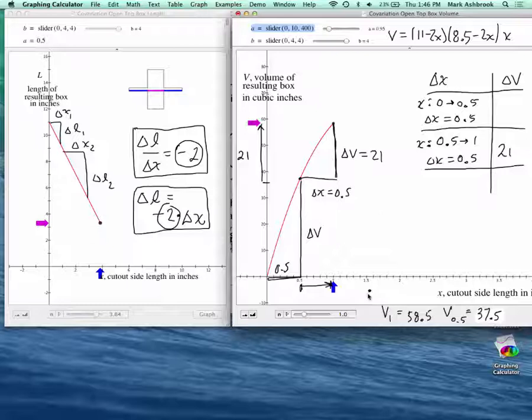Same thing. What is V when the cutout side length is 0? By the way, can the cutout side length be 0? Is that valid? Lots of you are saying yeah. All right, let's see if I can do it. Ready? Here we go. I think I can do it. I did it.